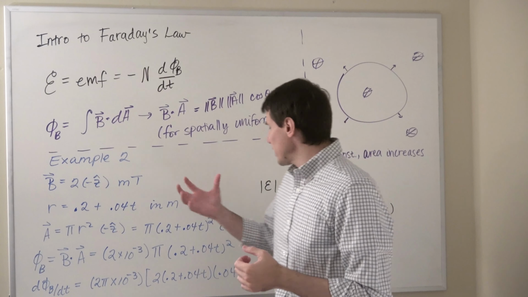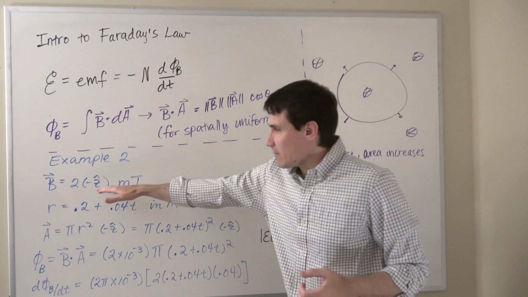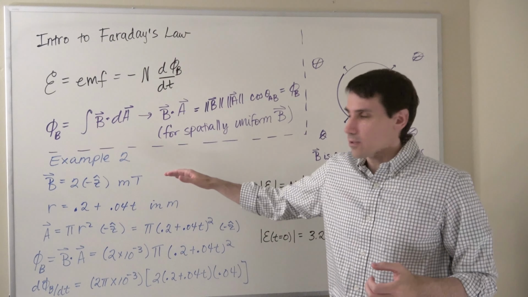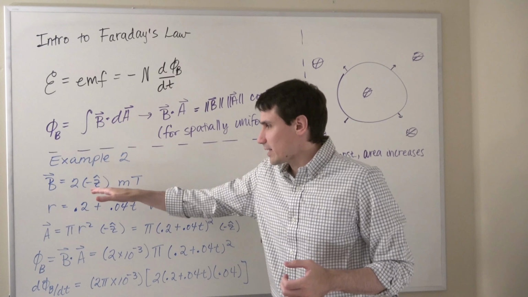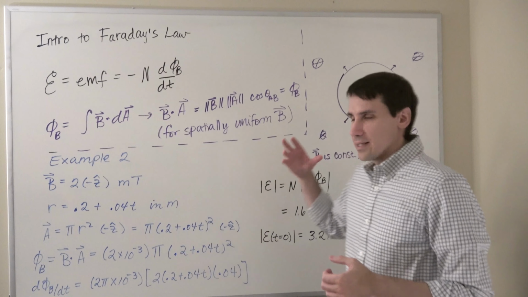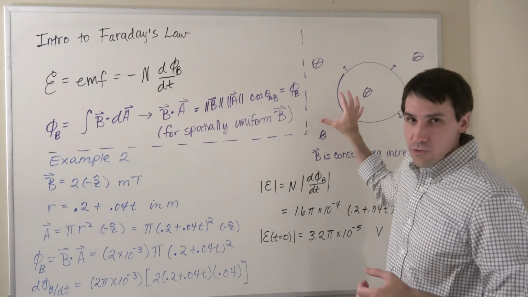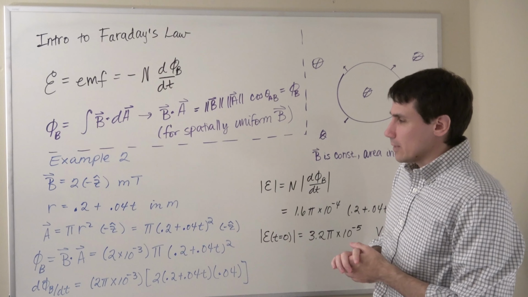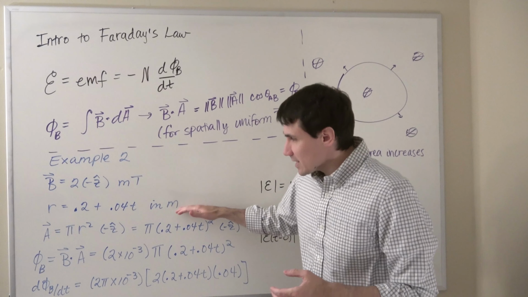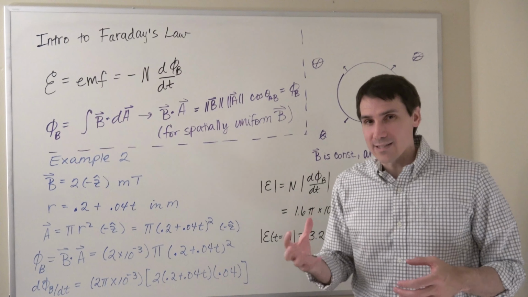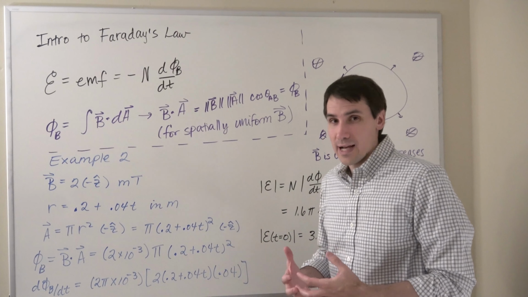Okay, so to begin with, let's write down the magnetic field here. In this case, we're going to say that the magnetic field is 2 millitesla in the negative z-hat direction, into the board.